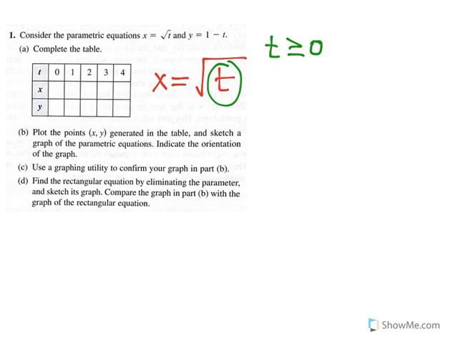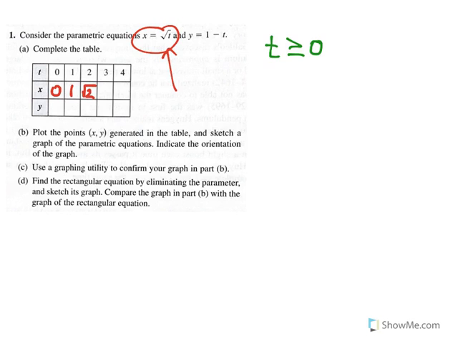So that's why we start the table at t is equal to 0, and then we have some values of t after 0: 1, 2, 3, and 4. And then the parametric equation for y is equal to 1 minus t. Complete the table. Well, it's really easy. To complete the row for x, you just take the square root of t, because x is equal to the square root of t. So what is the square root of 0? 0. The square root of 1 is 1. The square root of 2 is the square root of 2. You can get a decimal approximation; we'll do that later when we want to graph. The square root of 3 is the square root of 3, and the square root of 4 is 2.